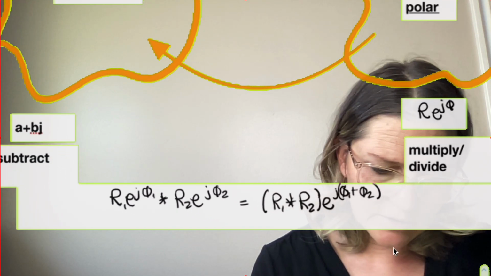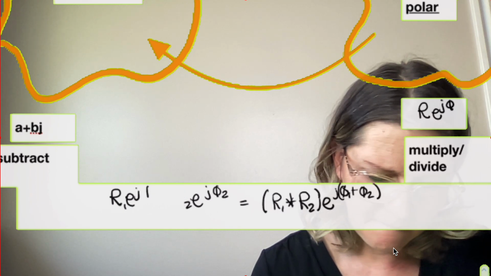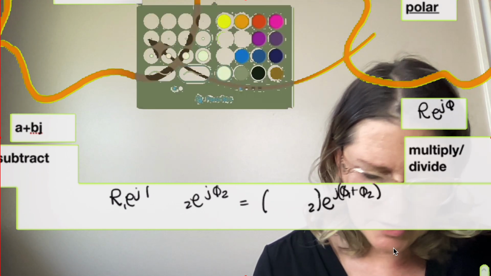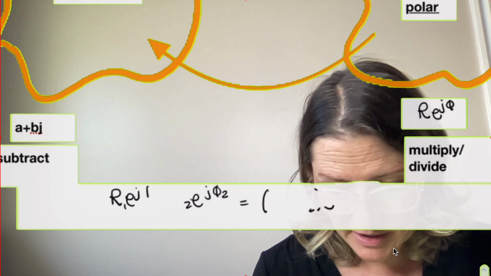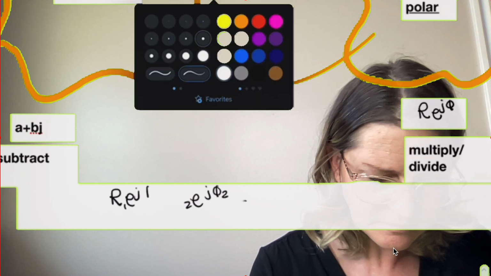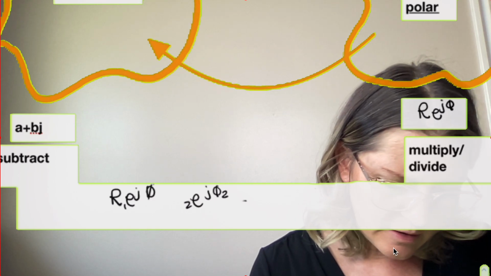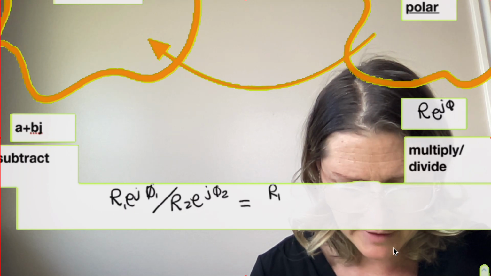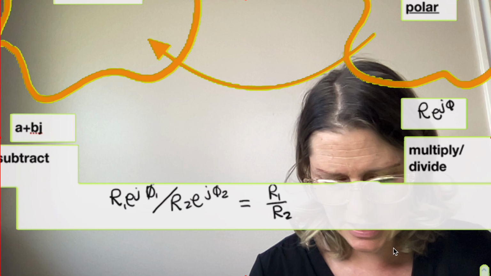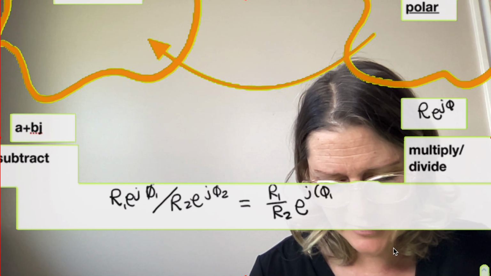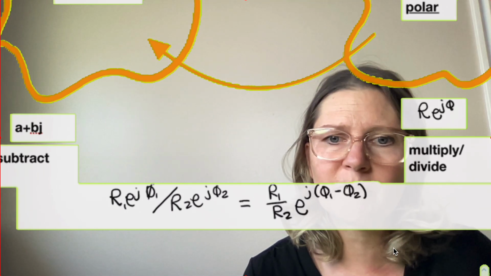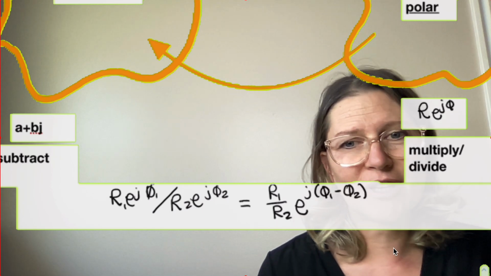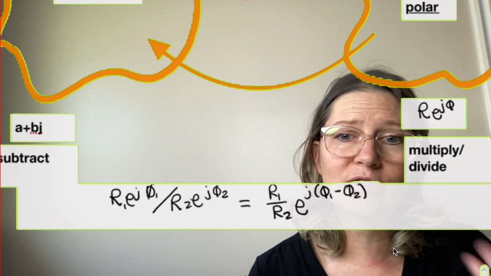And then if you were going to divide, then you could divide these. It's going to be kind of similar. You're going to divide r1 and r2, and the result would be r1 divided by r2 as the magnitude, and then the exponential property is that you would subtract off the bottom phase. And so adding and subtracting is way easier to do in rectangular form. Multiplying and dividing is way easier to do in polar form.